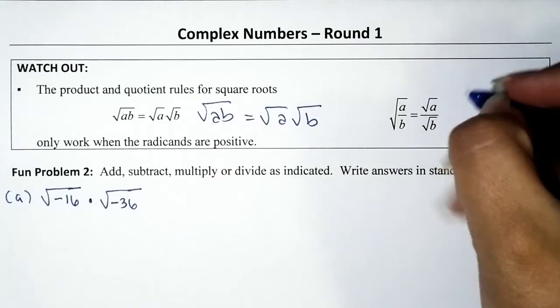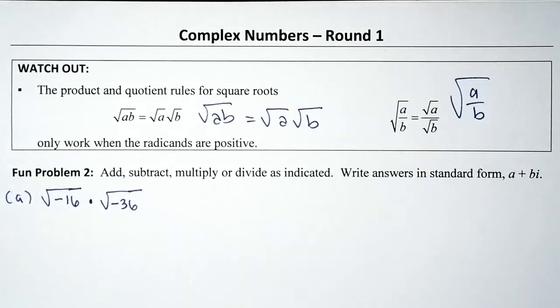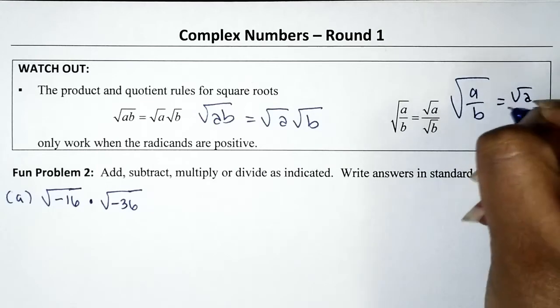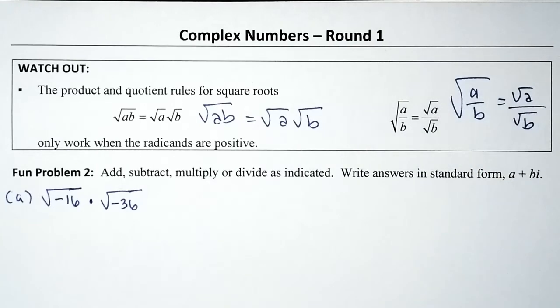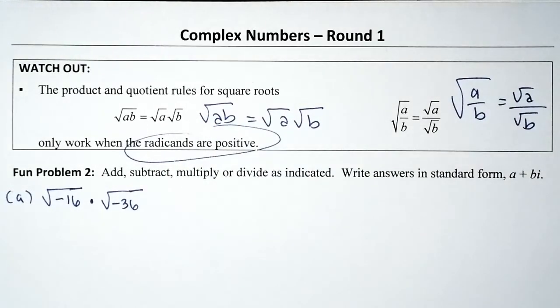The quotient rule for square roots says this: if you are square rooting a fraction, you can also split it. You can write it as the square root of the numerator over the square root of the denominator. But again, I want to highlight that these properties hold true only when the radicands are positive. So in English, only when you're square rooting positive numbers. So, fun problem number 2. Let's do these 7 problems and we're out.